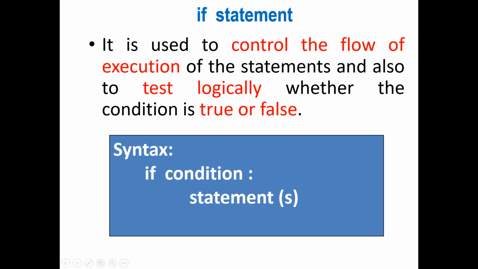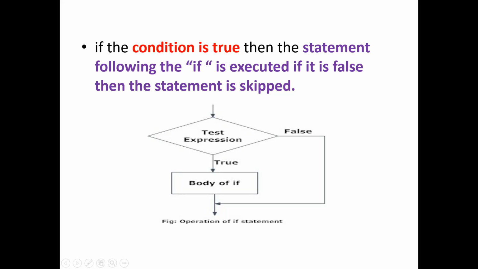This if statement will test the condition. If the condition is true, the statement will get executed. If the condition is false, the control will transfer to the next statement after this if block. If the condition is true, the statement following the if is executed. If it is false, the statement is skipped. See the flow diagram here. The condition is tested. If the condition is true, the body of the if statement will get executed, and if the condition is false, the control will transfer to the next statement after the if block.